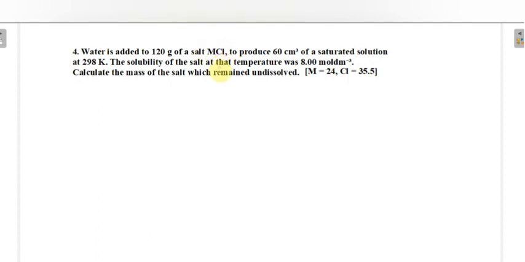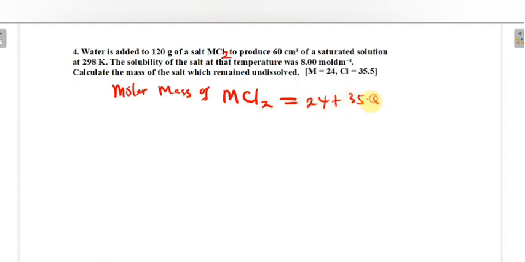So we are going to get the relative molecular mass of this, and there should be a 2 on this. So there's a 2 there, so we'll calculate this. I'm going to have the molar mass of MCl2 will be equal to 24 plus 35.5 times 2. That's equal to 95. That's 95 grams per mole.